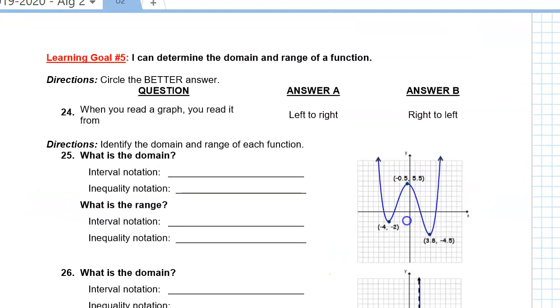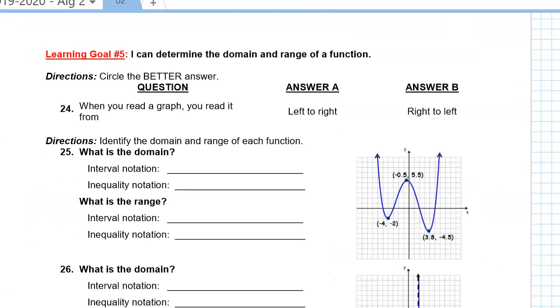Next page, determine the domain and range of a function. When we're reading a graph, we always read it from left to right, the way that we normally read. That helps us when we talk about domain and range, also increasing, decreasing, constant, positive and negative, and how we answer, as we'll see later.